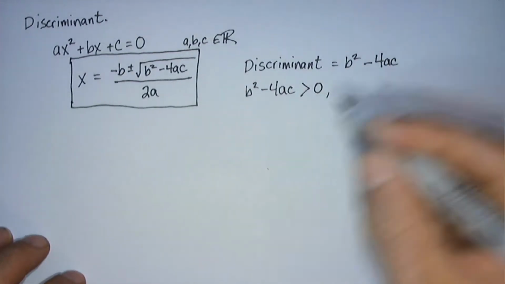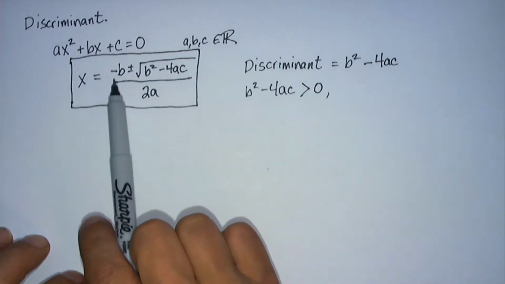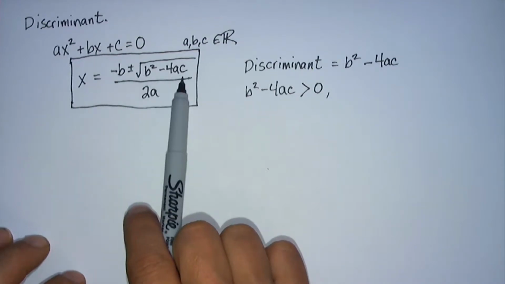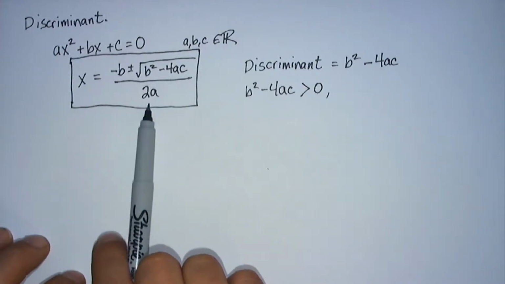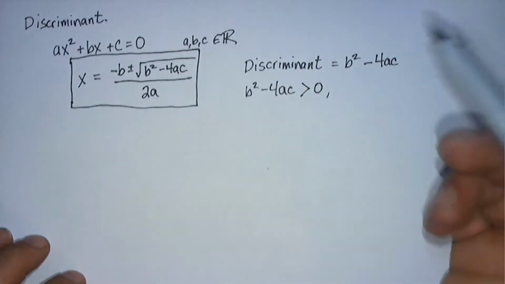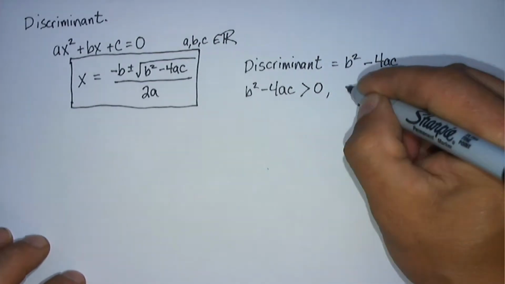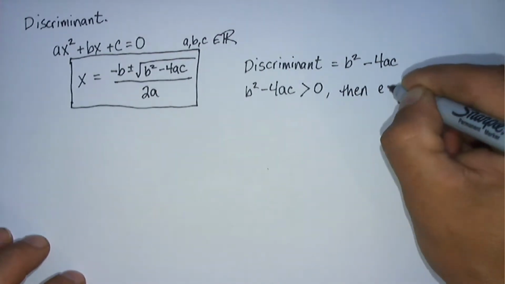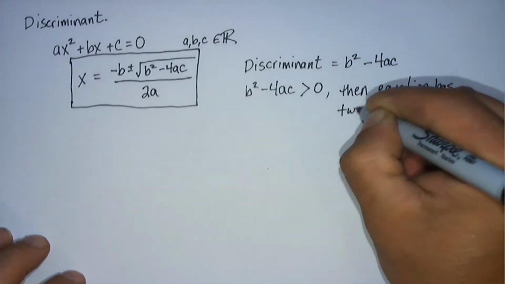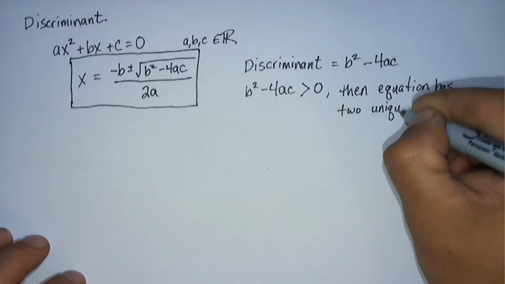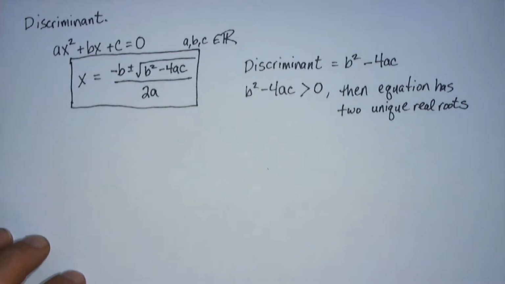So if the discriminant, which we'll call b squared minus 4ac, is greater than 0, then this square root is going to get simplified, and we're going to have this number plus whatever real number comes out of this, or this number minus whatever real number comes out of this, and then we're going to divide it by 2a, a real number. Therefore, we can say that if the discriminant is positive, then the equation has 2 unique real roots.